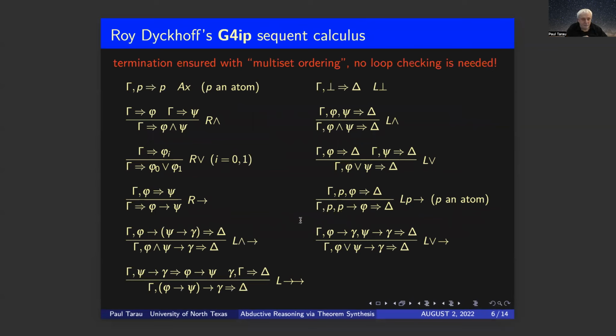We have here a very nice G4ip sequent calculus that has been implemented, in fact, in Prolog, a much larger and a bit more complicated program than you will see next. And it has a very important property, which typical sequent calculi do not have. Termination is ensured via multi-set ordering, so no loop checking is needed for those formulas.